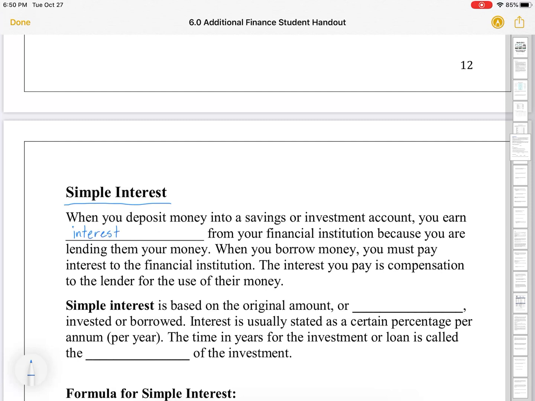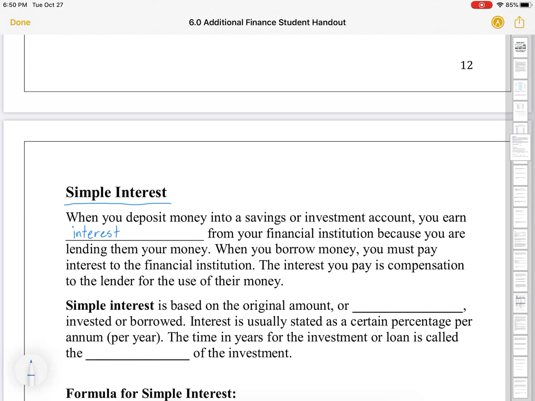And we've talked about this from your financial institution, from your bank. And this is why you put your money in the bank. Besides keeping it safe, you might want to put it in the bank so that you can make it work for you, right?